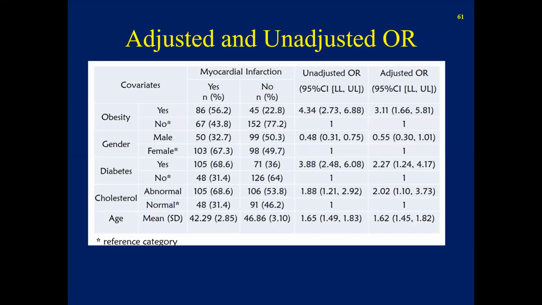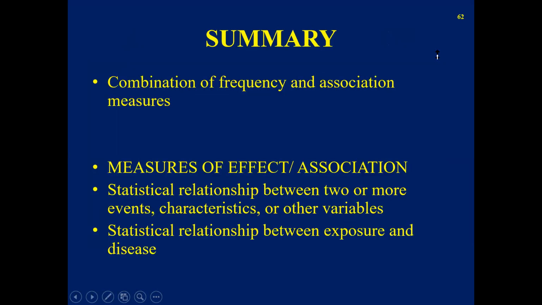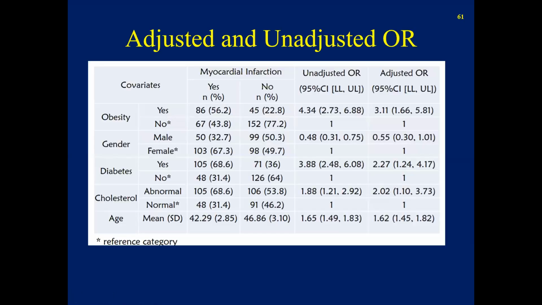Now coming to when you have multiple factors, for example, here we have various factors like obesity, gender, presence of diabetes, cholesterol, age, etc., that might cause myocardial infarction. We want to know which are the important factors among these that can lead to myocardial infarction, because there can be a confounding effect. So we have to see, after controlling for the effect of a particular factor, what would be the odds. That is why we calculate the adjusted odds ratios.